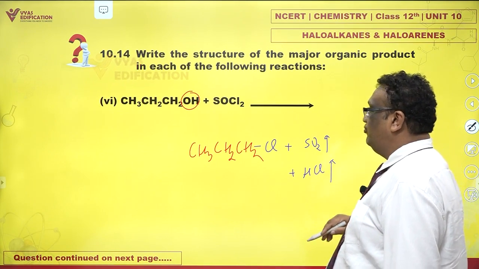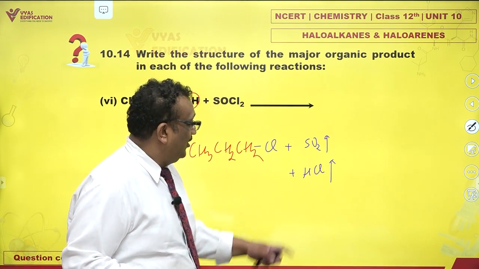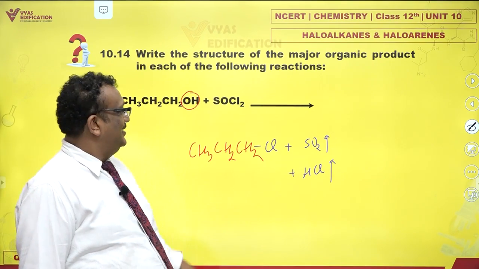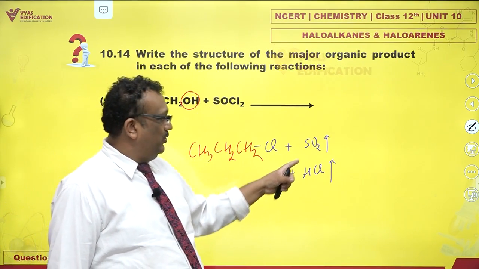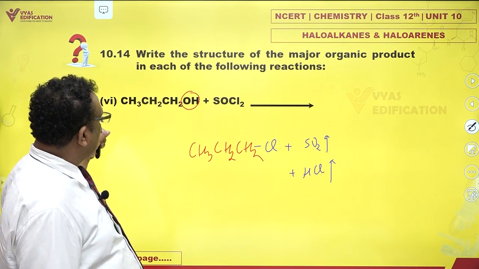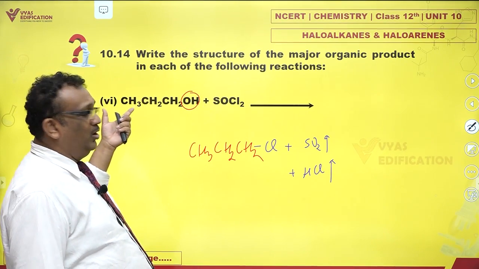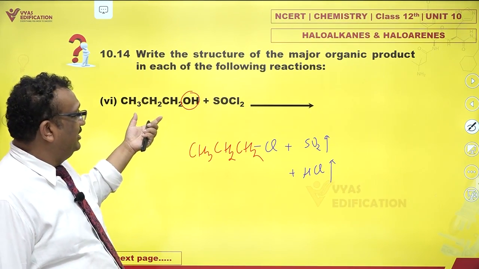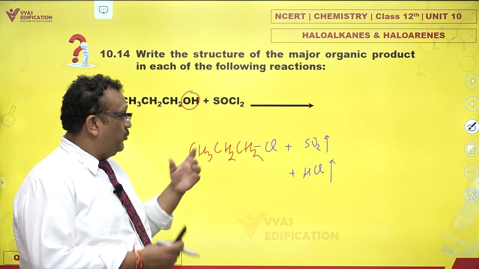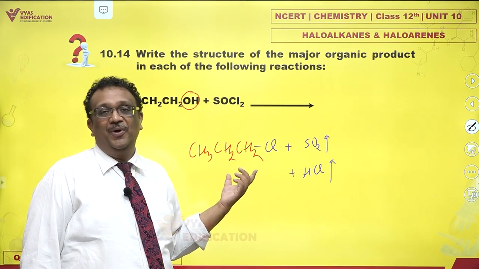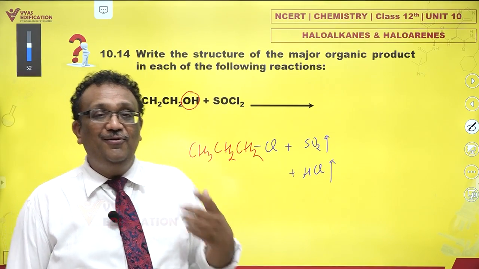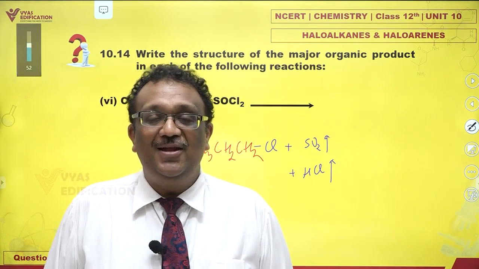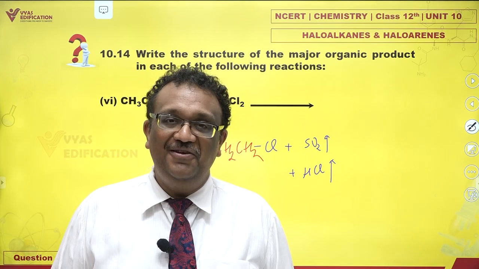The most beautiful part of this conversion is that all the other products are gaseous. SOCl2 is a gas, SO2 and HCl are gas. If you use excess of SOCl2, all the alcohol reacts away, so it is the limiting reagent, it gets exhausted. So the product can be pure propyl chloride, and this purity of product is so valuable that it makes Darzens' reaction a very favorite reaction.